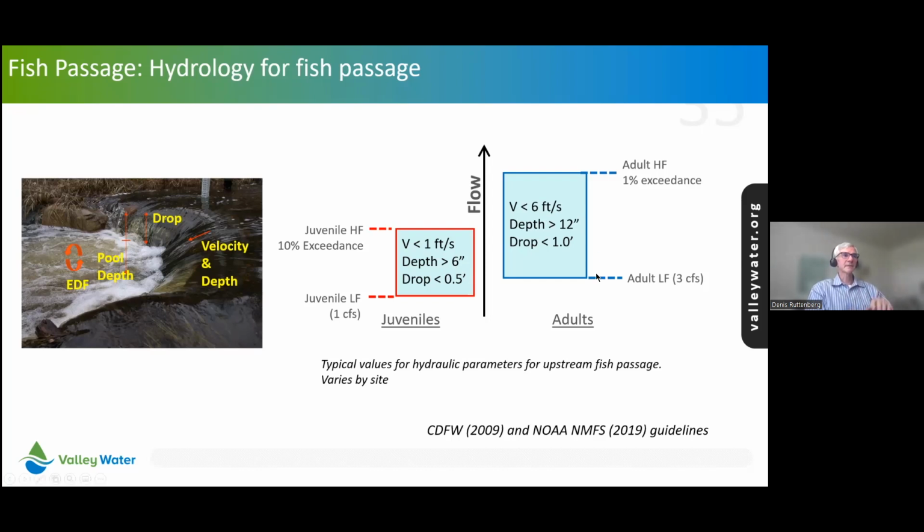Similarly, for adults, the bottom flow could be 3 CFS or it could be a different number. The high flow is 1% exceedance. And for an adult, between those two flows, you need to have at least 12 inches of depth, less than 1 foot of a drop, and the velocity needs to be less than 6 feet per second. But if you're in a 10-year event or say a 100-year event, you don't need to comply.